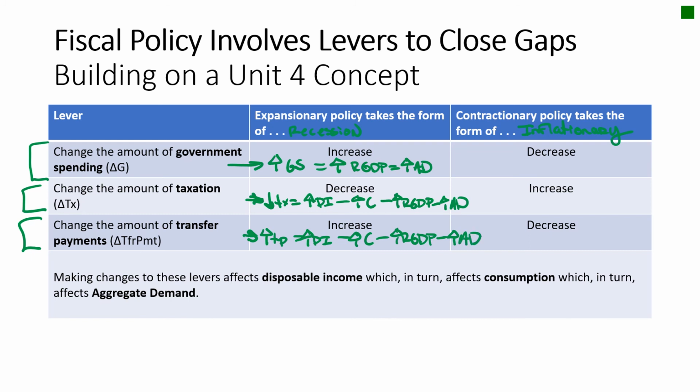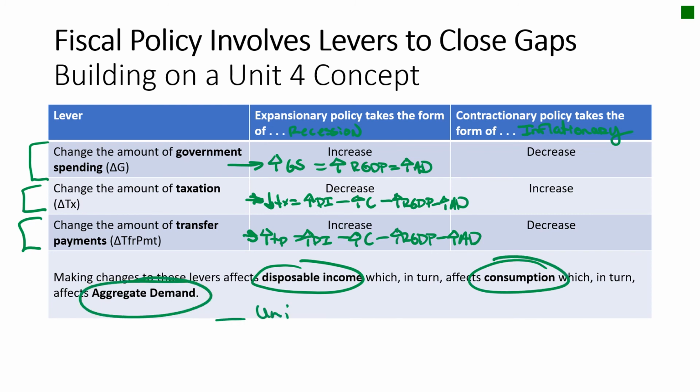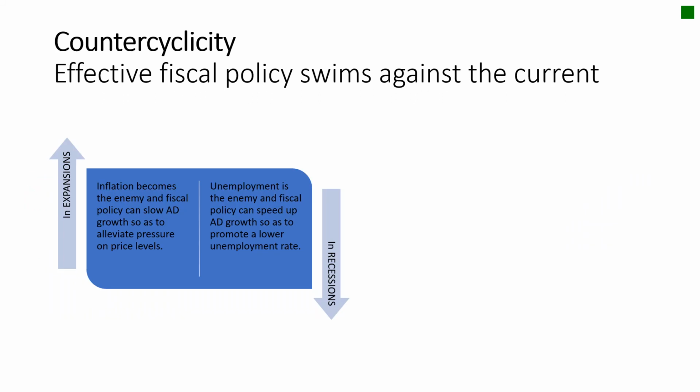And then flip everything around for inflation, right? So if we have an inflationary gap, government spending gets cut, decreases your real GDP, which should bring you back towards equilibrium. You want to raise taxes, get disposable income out of the hands of consumers so that they can't consume as much, which decreases real GDP, which decreases aggregate demand. Same thing with transfer payments, right? So this is all about disposable income and consumption and aggregate demand, right? So these are things that we talked about in Unit 4, but now we're adding that context to it in order to see why that stuff that we talked about last unit matters here.